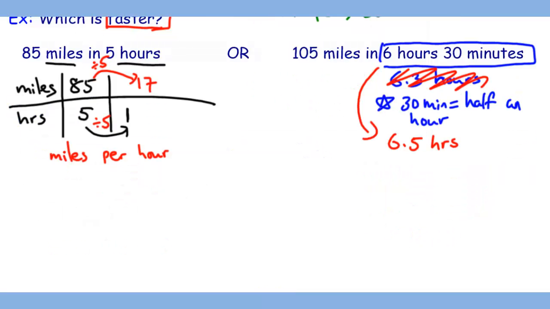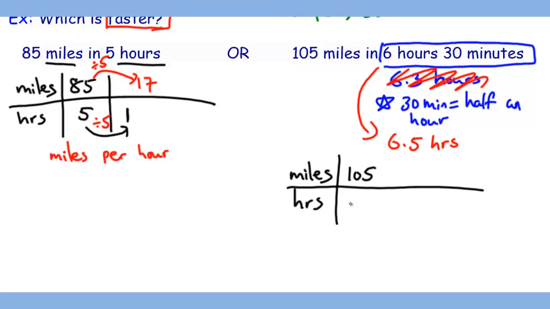Since they share the same variables, we will proceed and do the same setup with miles as one of the variables and hours as the other. We have 105 miles in 6.5 hours, and we will convert the hour to 1 by dividing by 6.5. So we will divide by 6.5 also in the numerator, and that brings us 16 and 1500.